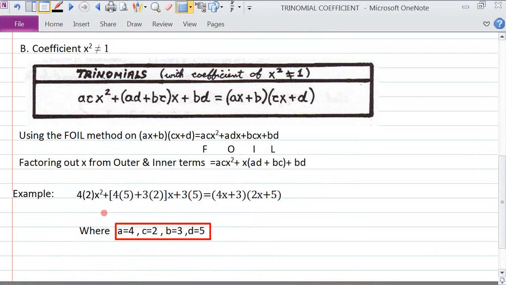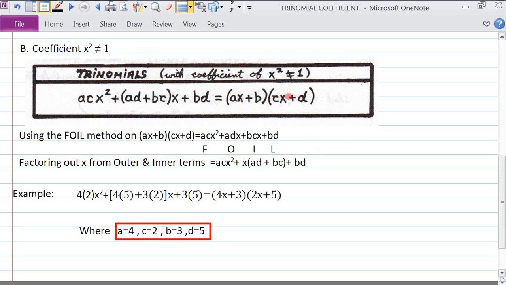Now look at trinomials where the coefficient does not equal 1. This little equal sign with a line through it means does not equal. And there's nothing here to memorize. It looks very, very complicated, but it's not if you really break it down. So what we're going to do again is start from the right side and work towards the left. If we take ax times cx, the first times the first, we get acx squared. So that's this one right here.